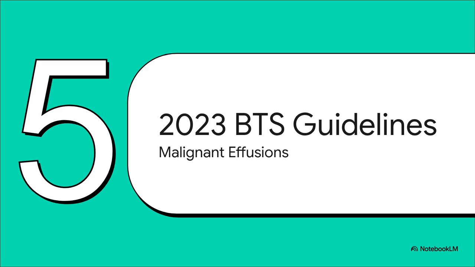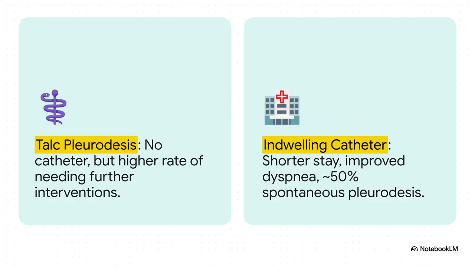Finally, part 5, the 2023 BTS Guidelines for Malignant Effusions. For symptomatic patients dealing with a malignant effusion, the freshly updated guidelines give us 2 equivalent first-line options. On one hand, you have talc pleurodesis. The big pro here is that it avoids having an ongoing catheter stuck in the patient. But it does carry a higher rate of needing further interventions down the line.